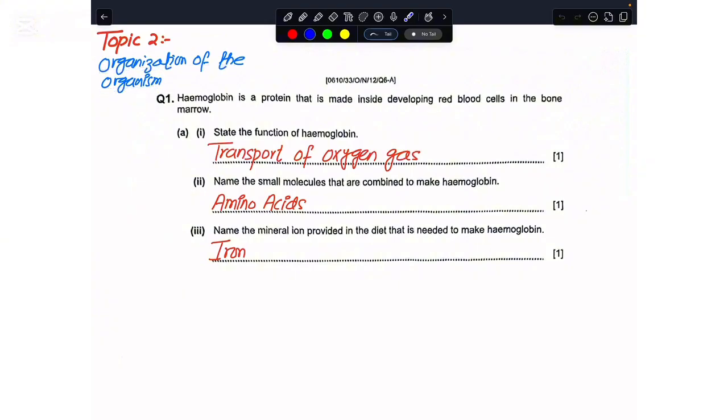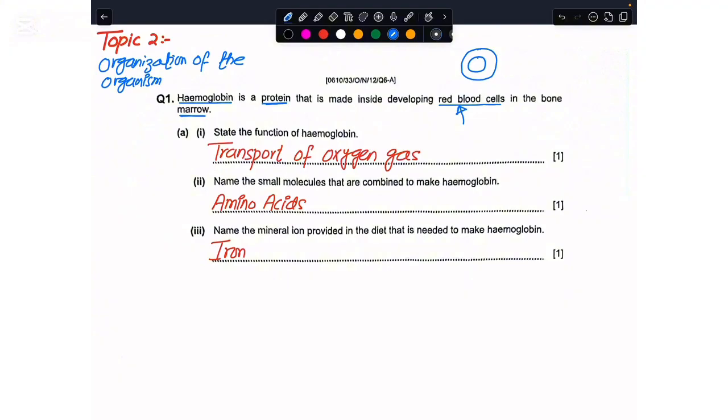So we are about to see how the examiner is going to give you questions in the exam from this topic. If we look at question number one, he tells us that we have got hemoglobin, a protein that is made inside the developing red blood cells, and that too in the bone marrow. If you recall, we know very well that red blood cells are specialized cells, and they appear as biconcave discs.